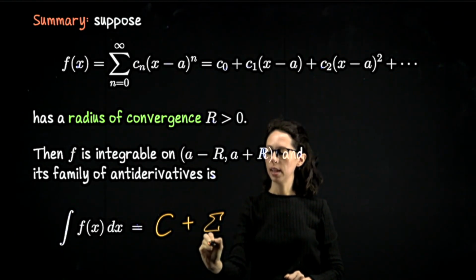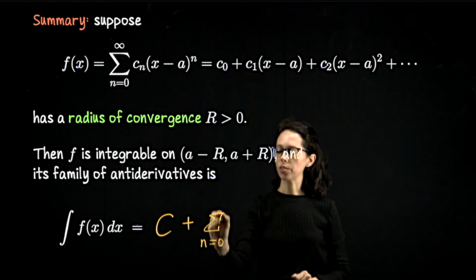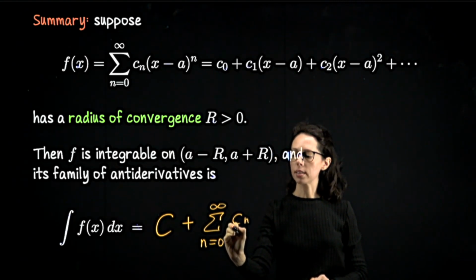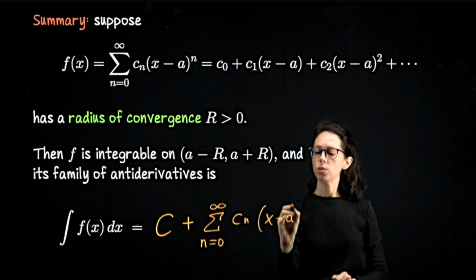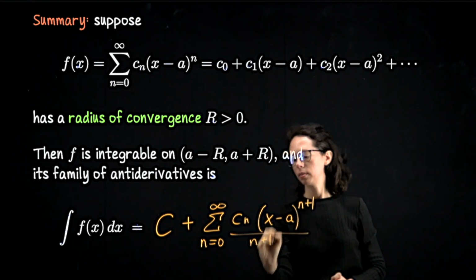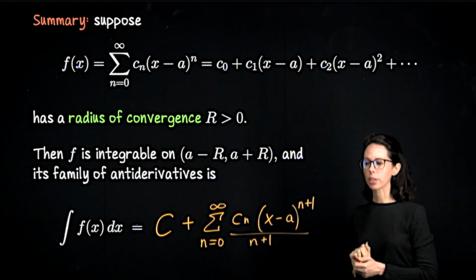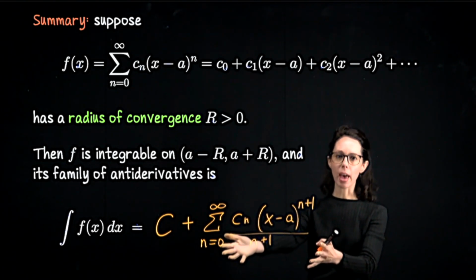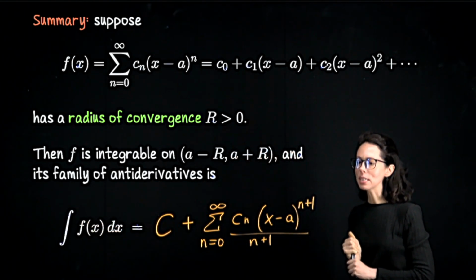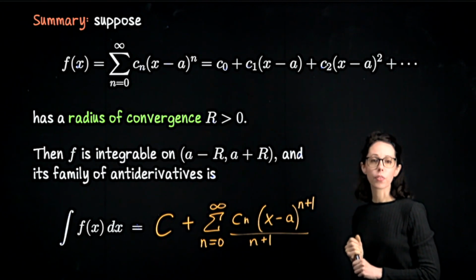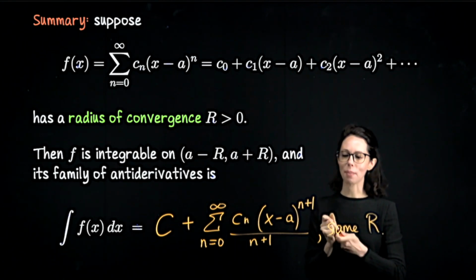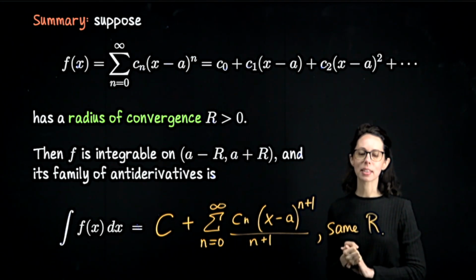which you can actually do by looking at your series notation and say that this is going to be the series from n equals 0 to infinity of Cn, the original constants, times x minus a to the n plus 1 by the power rule, and then divide everything by n plus 1. Okay, so that would be the power series representation for the antiderivative of f. And as is always the case when you're talking about general antiderivatives, we have a family differing by constants. The radius of convergence is the same. Okay, that wraps up this lesson.